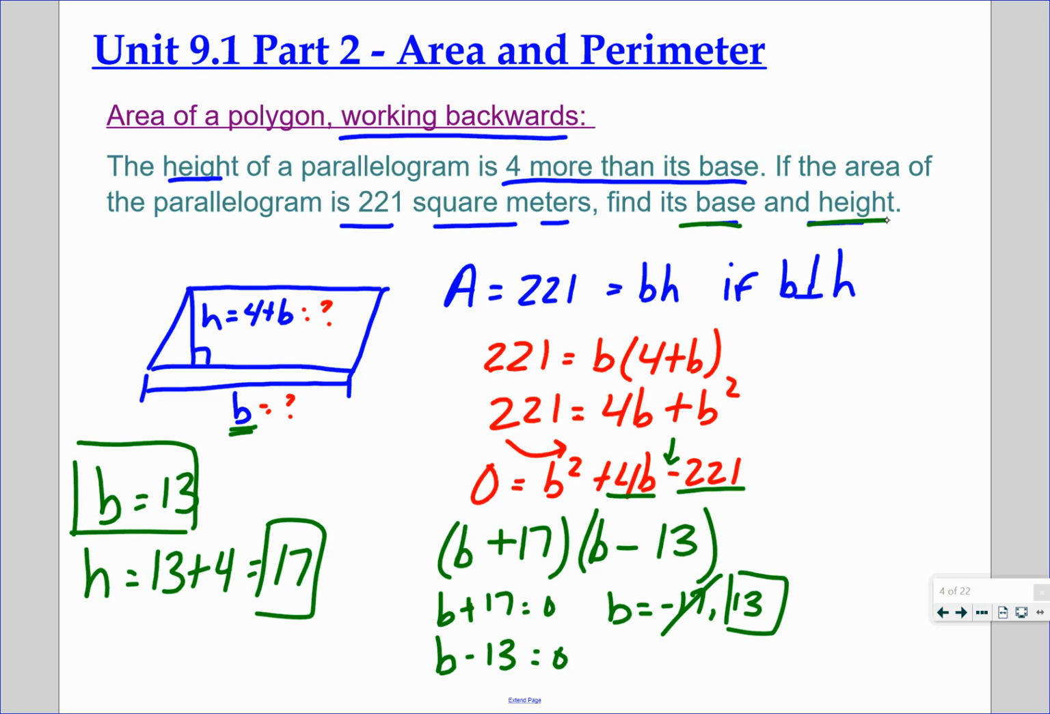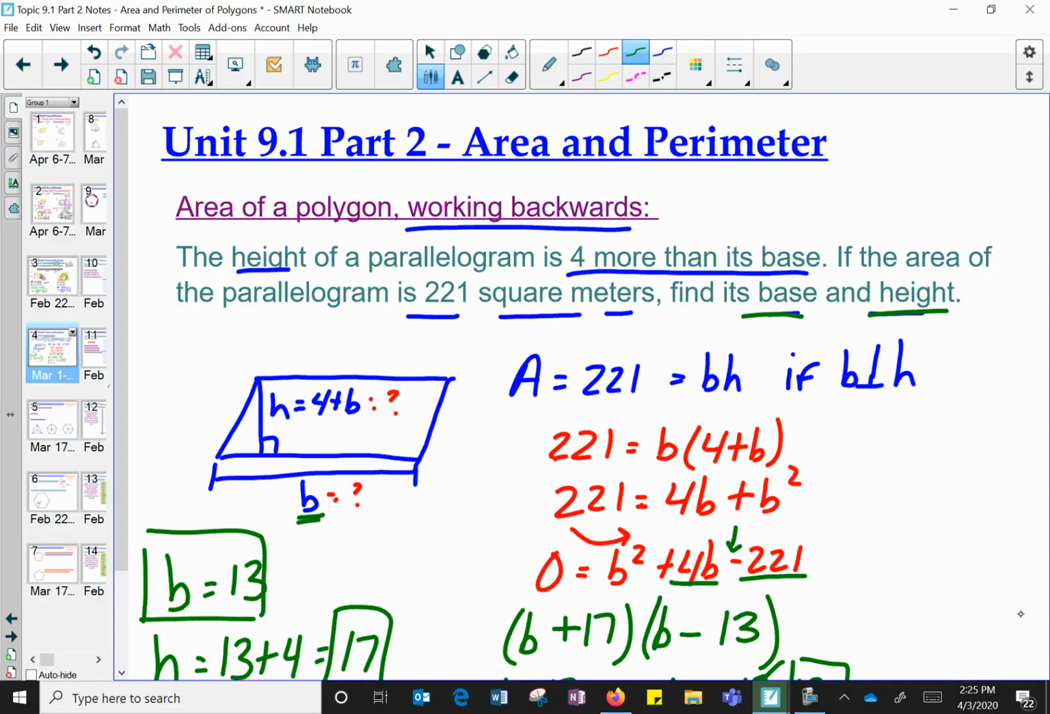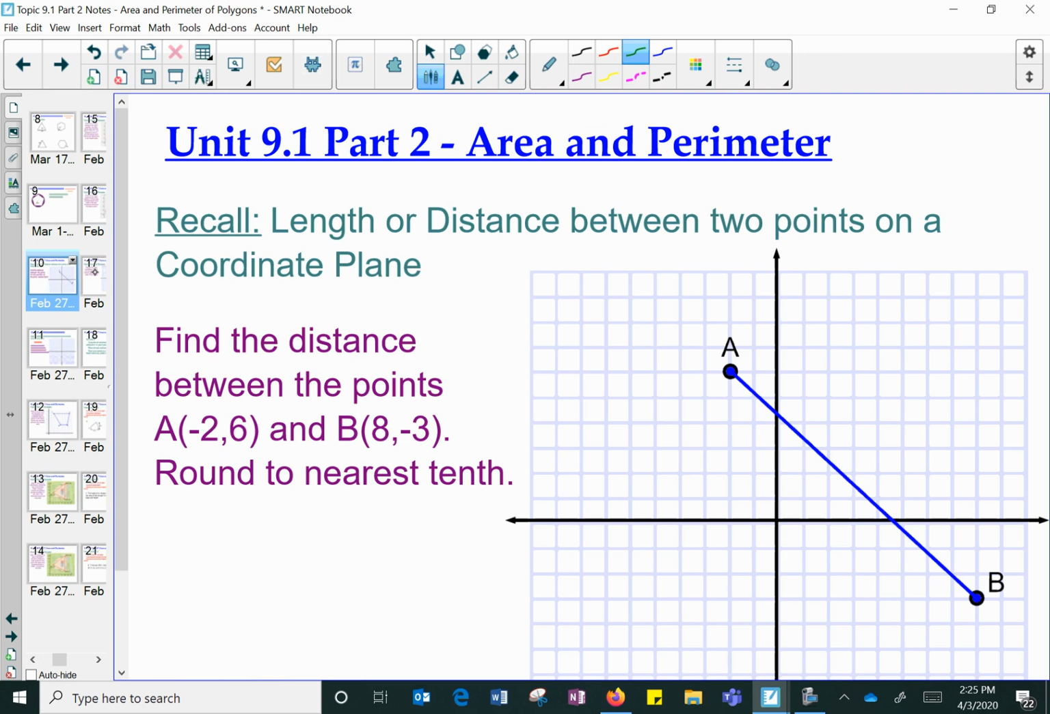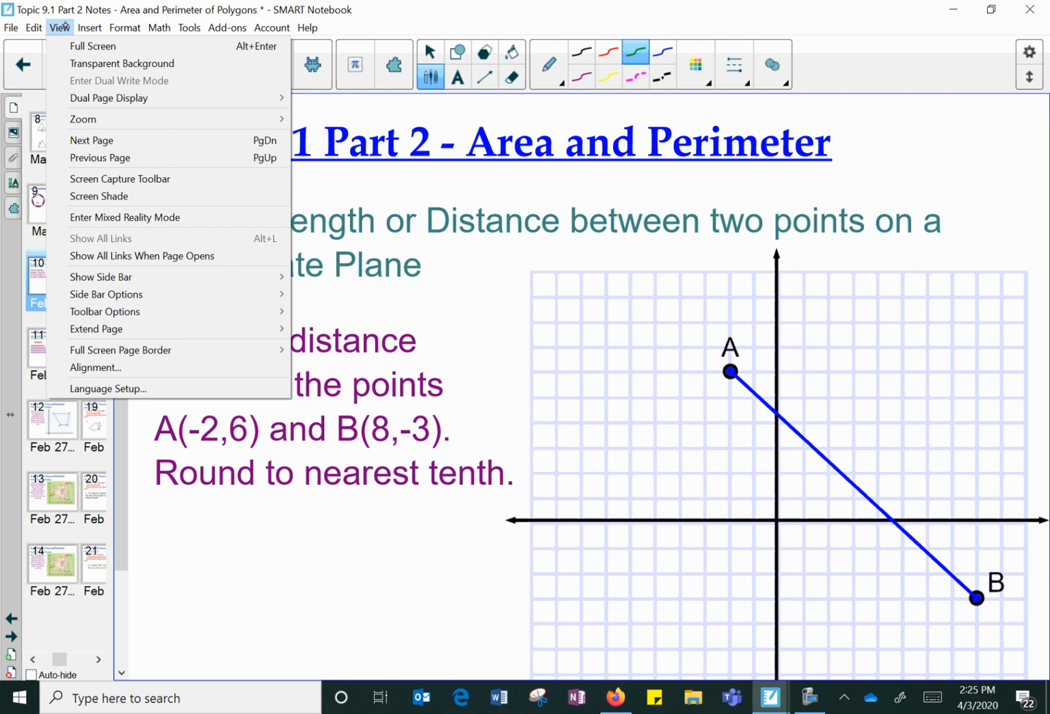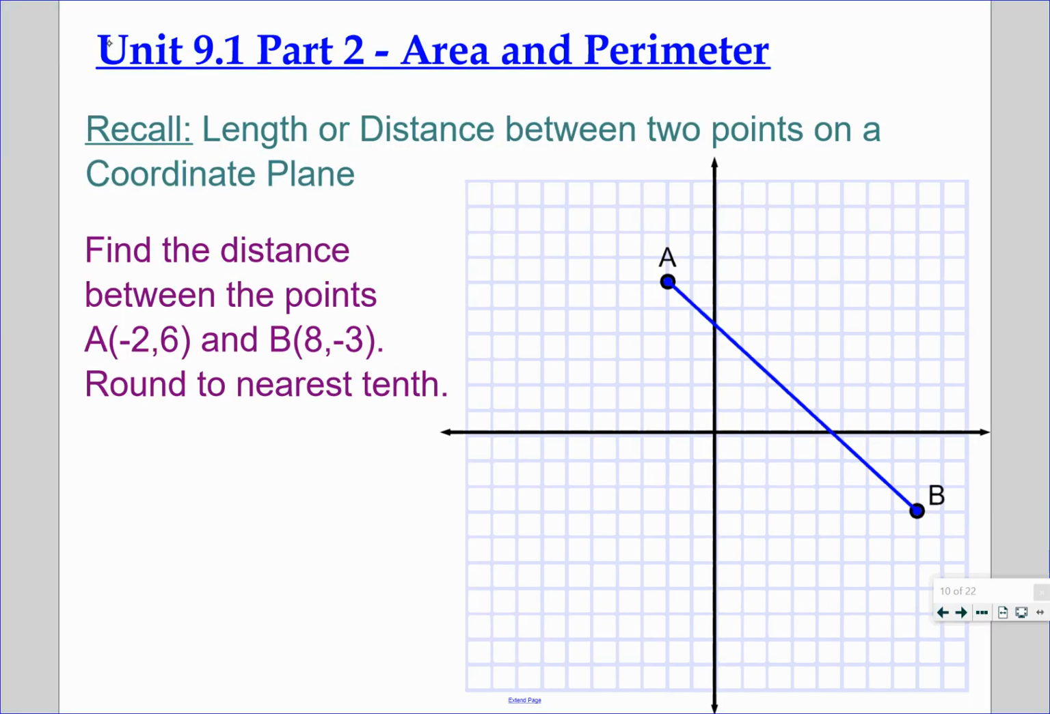All right, so let's go ahead. I'm actually going to hop out of here for a second because I'm going to skip forward to a new part of our section. We're going to go ahead and transition to actually putting these shapes up onto a coordinate plane. Now, as a quick review, we're going to be finding perimeter and area of these shapes.